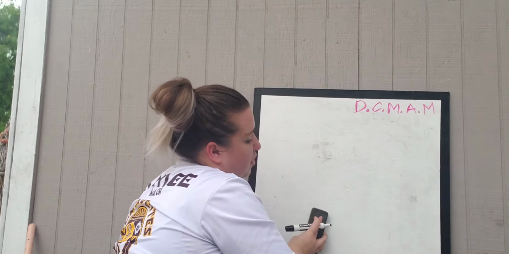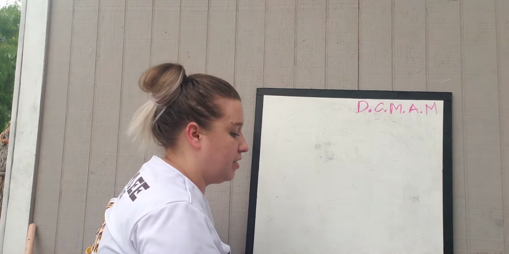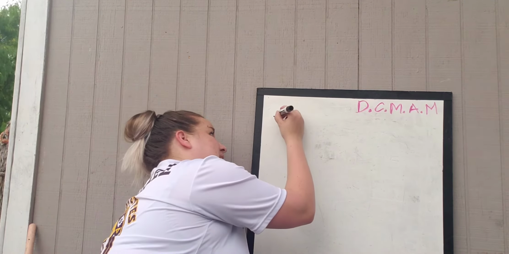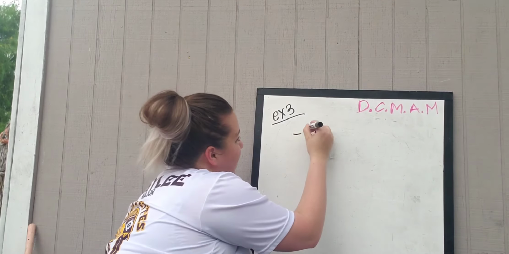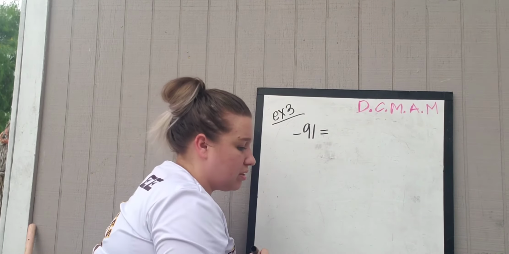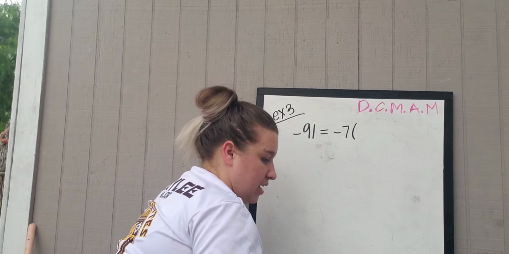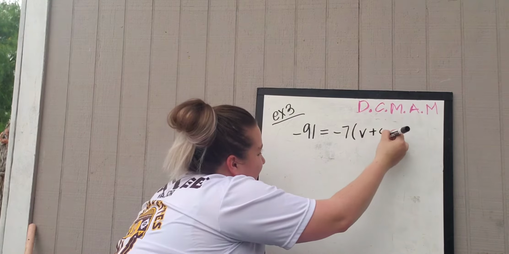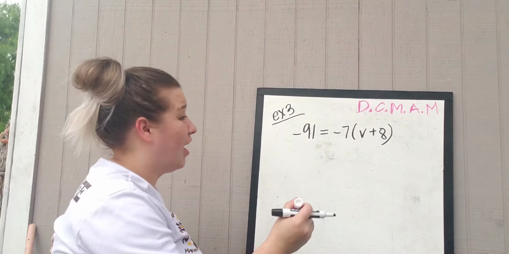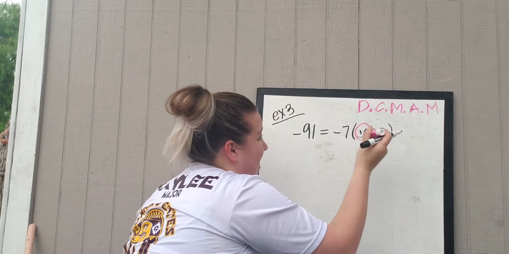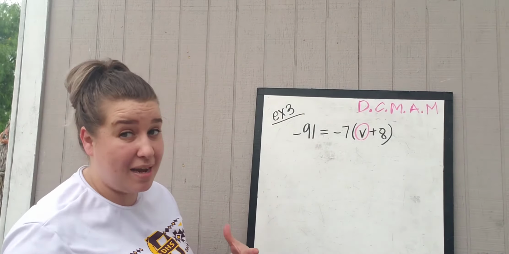And let's throw y'all for a loop. We're going to do the next one. Example 3. It's going to say negative 91 equals negative 7 times (b plus 8). Where is our variable? On the wrong side. But that's okay. We're not going to worry about it because we know our steps to do.